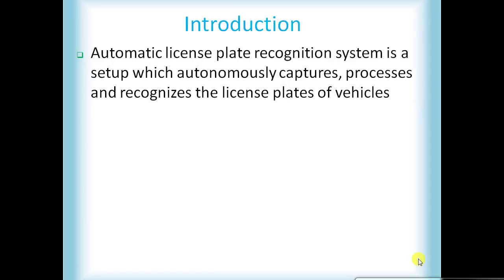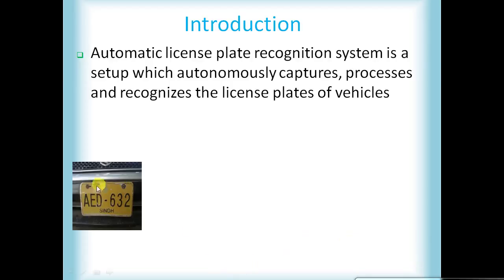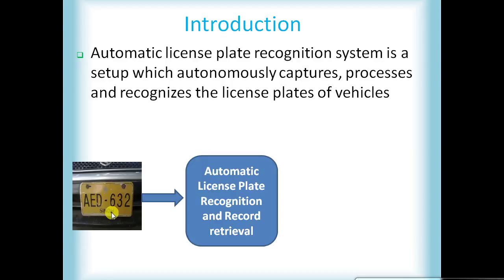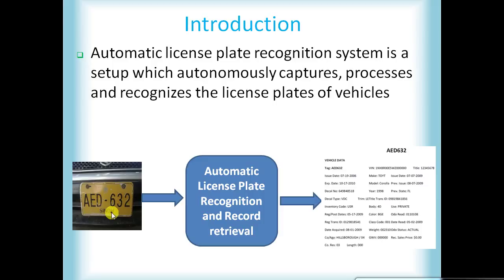So the ALPR technique is a system which autonomously captures images of number plates and then processes these images, and then it recognizes the license plates of the vehicles. We have an input image which is like this. This input image is given to the ALPR system. The ALPR system processes it, and then it recognizes the license plate and retrieves the record from the database.